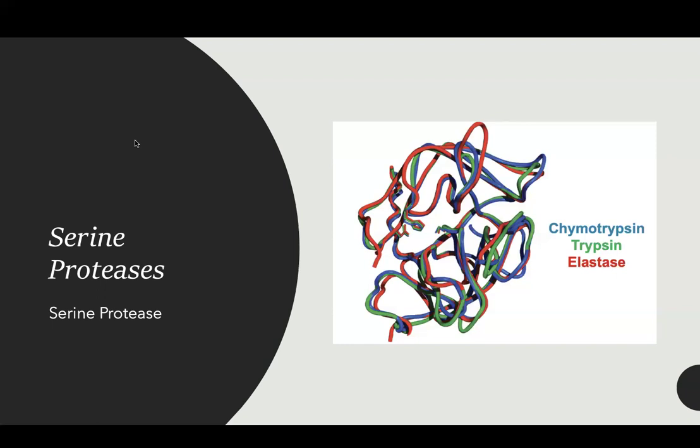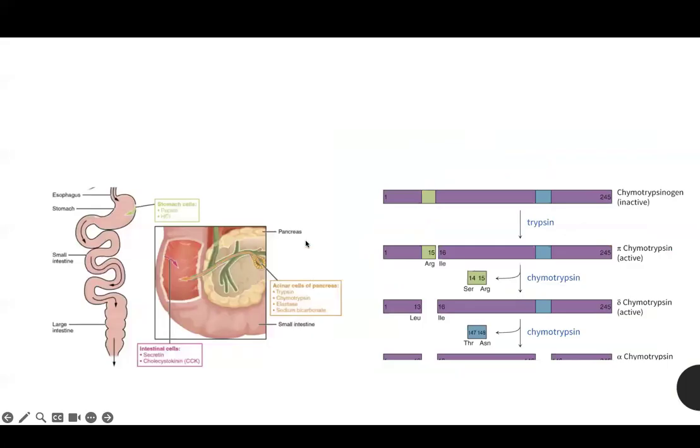So enteropeptidase activates trypsinogen, and the active form is trypsin. Once trypsin is active, it can act on the other zymogens, so chymotrypsinogen and proelastase. Other enzymes can actually activate themselves, so autoactivation. Chymotrypsin is kind of a mix of those two. So chymotrypsinogen is the inactive form.